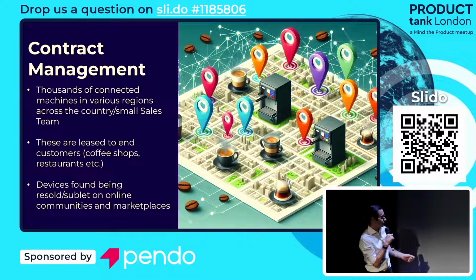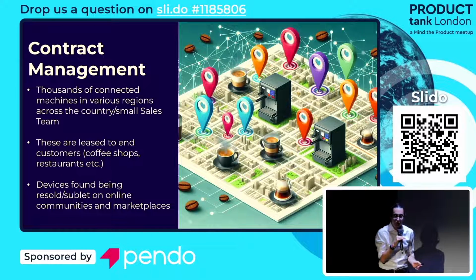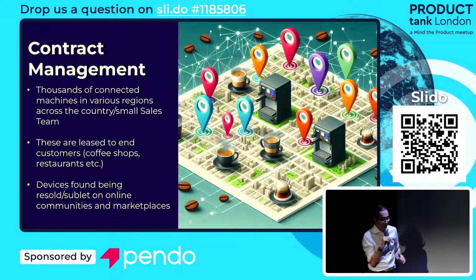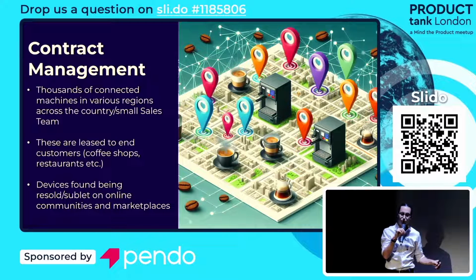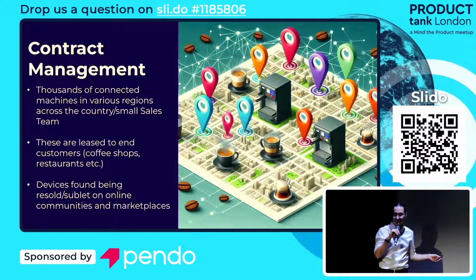The last one, another of my favorite, coffee machines. I had no idea. This literally blew my mind. These are real customers that we were working with, and they lease coffee machines to coffee shops and restaurants. Now, so far so good, right? The problem was that someone tipped them off and said, I think you have a problem because I see your coffee machines online being released or sold. Do you know that? Zero visibility.